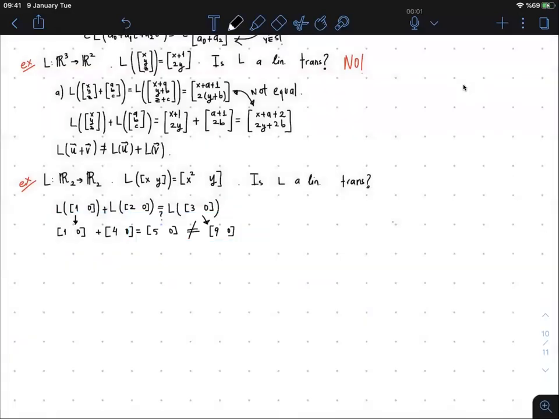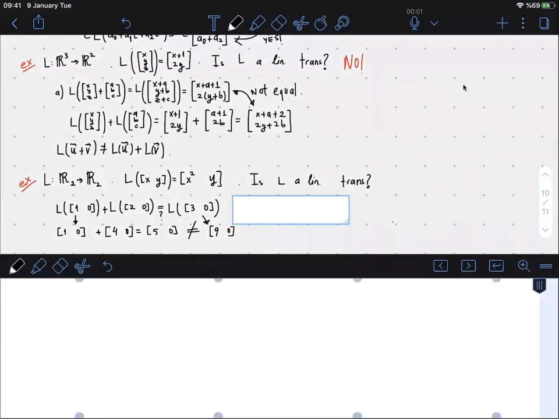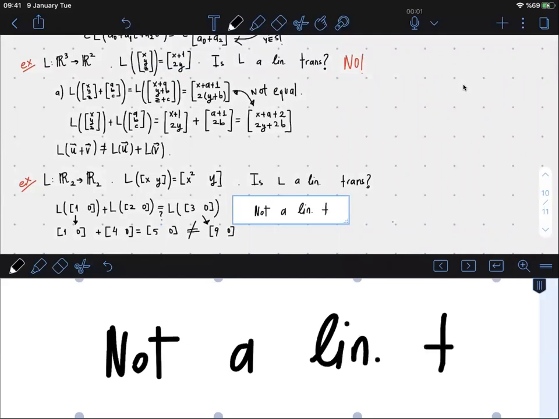So what does this show us? This shows us for these specific vectors, this condition is not satisfied. And if this is not satisfied for one choice, then this is not a linear transformation. To be a linear transformation, it has to be satisfied for all choices. So this is not a linear transformation. Questions? Once the first condition is not satisfied, I don't need to check the second condition because this can no longer be a linear transformation.